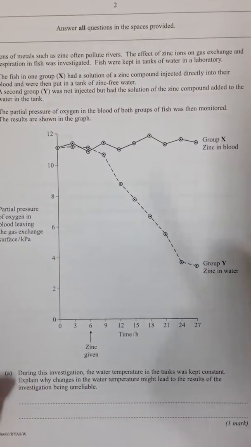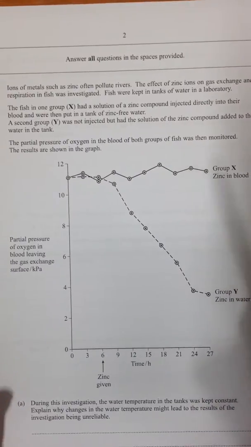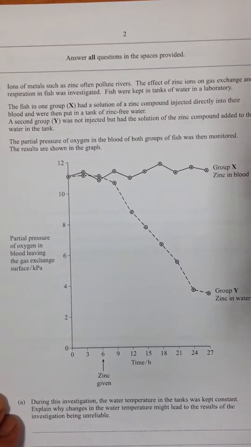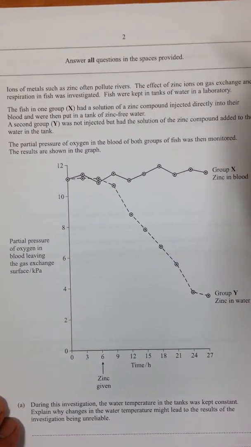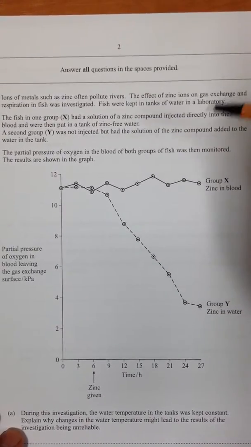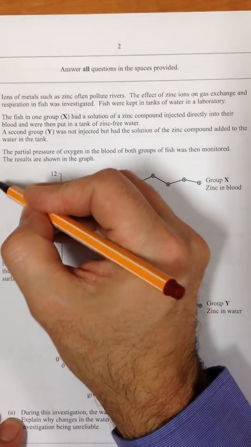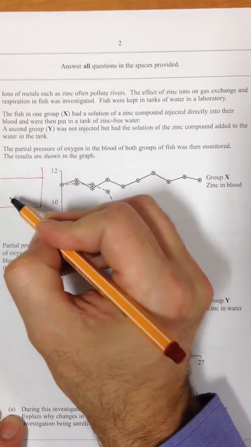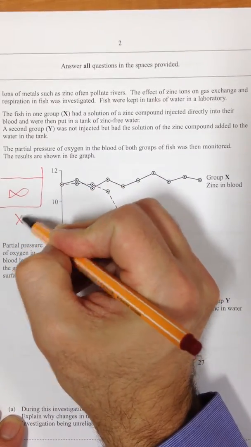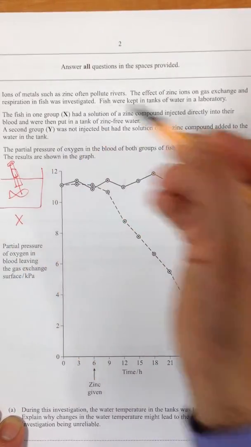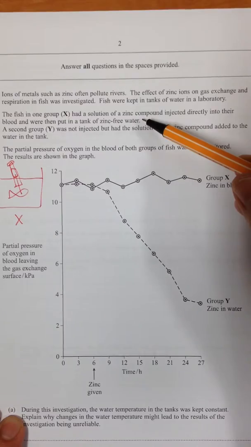So here's the question. Ions of metals such as zinc often pollute rivers. The effect of zinc ions on gas exchange and respiration in fish was investigated. Fish were kept in tanks of water in a laboratory. The fish in one group X had a solution of zinc compound injected directly into their blood. So here's the fish, here they are, X, and here's the zinc, directly into their bloodstream. Okay? And they were put in a tank of zinc-free water.